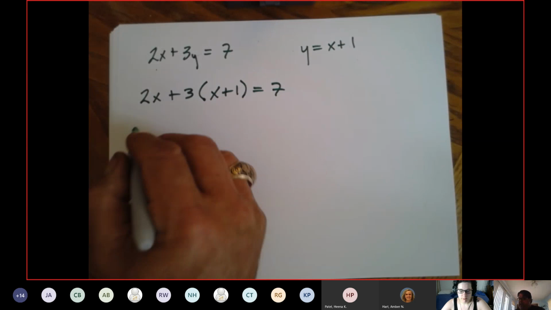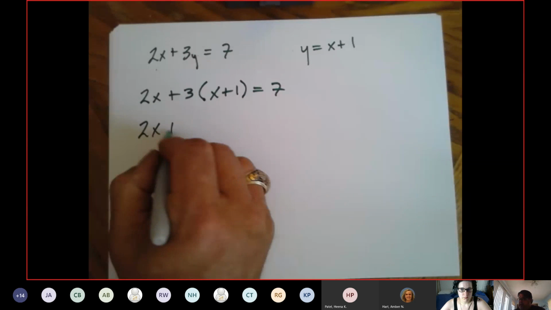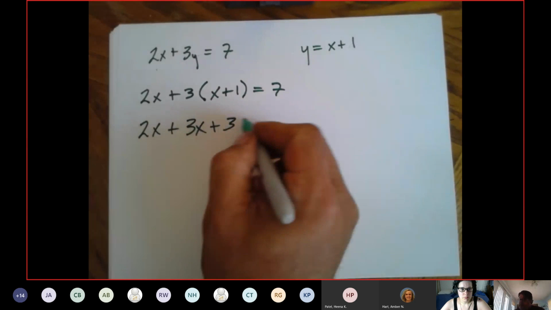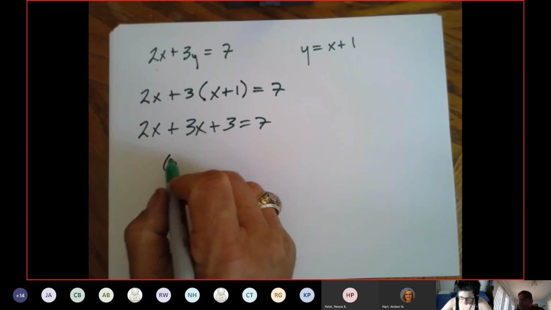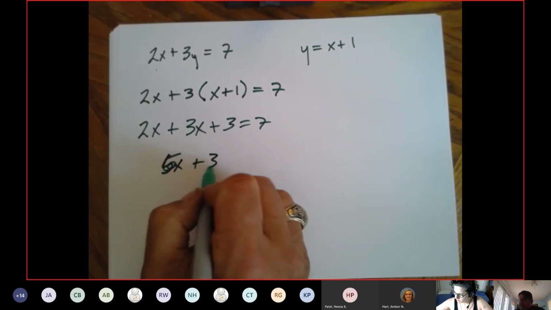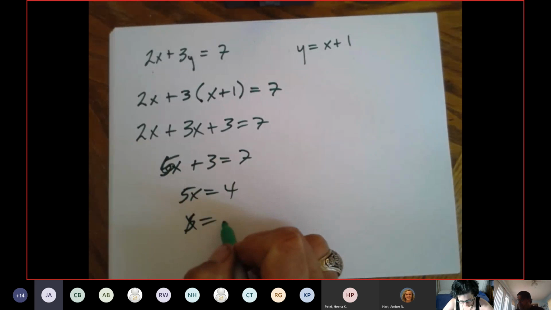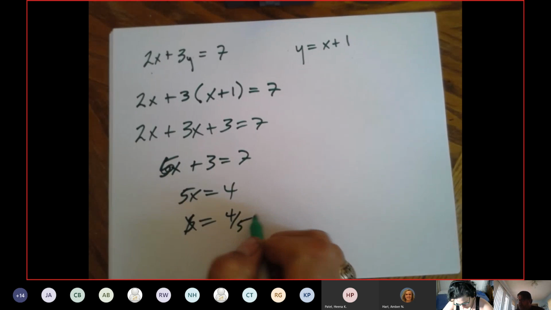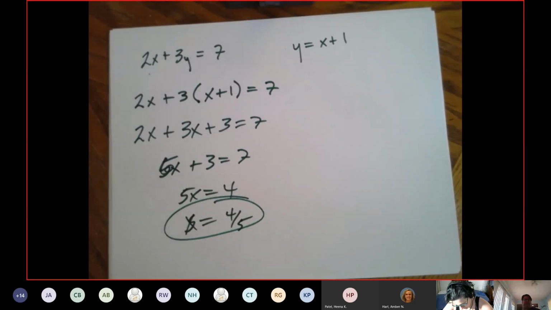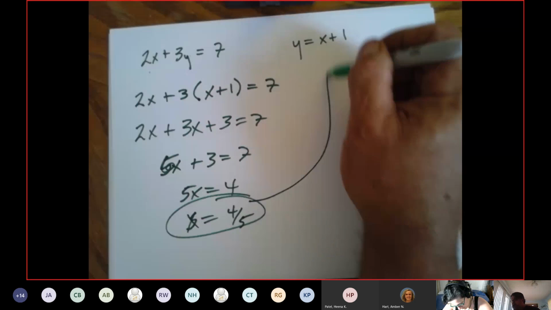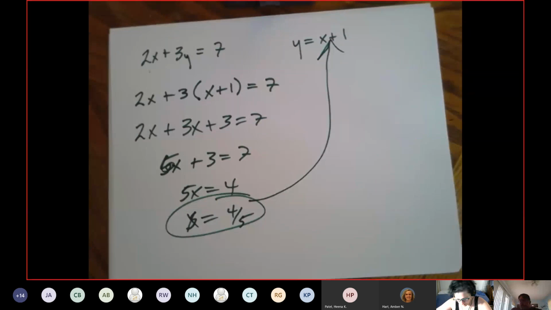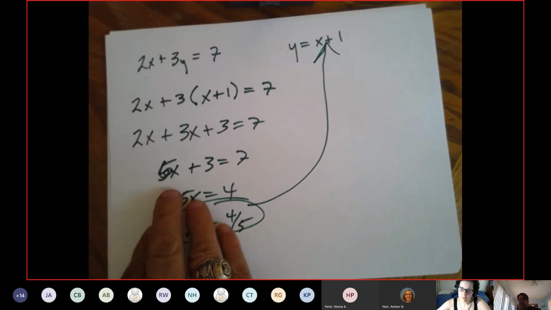For those that have forgotten it, 5x plus 3 is equal to 7. 5x is equal to 4. x is equal to 4/5, if I did the algebra right. That's substitution. Back substitution would be taking that and plugging it back in for x and finding y. Composition is like substitution, but you got to know how to do it.